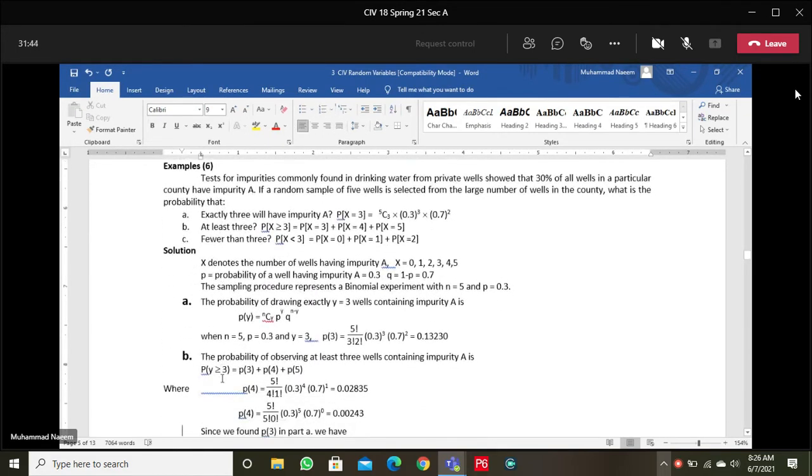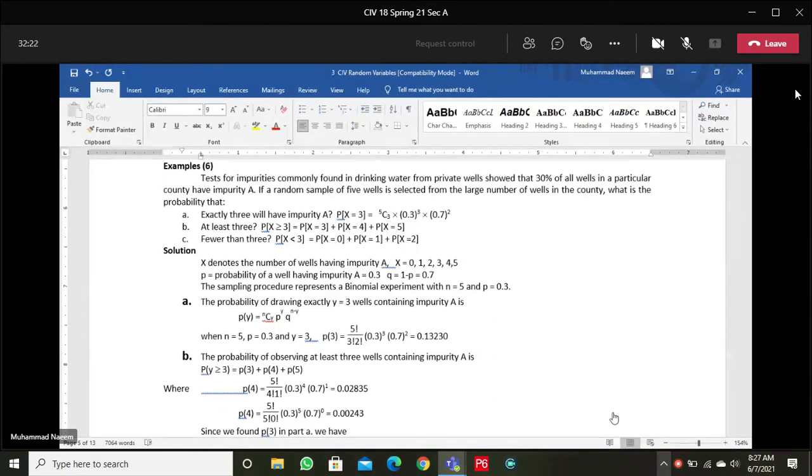And now in example 6, tests for impurities commonly found in drinking water from private wells showed that 30% of all wells in a particular county have impurity. If a sample of 5 wells is selected from a large number of wells in the county, what is the probability that exactly 3 will have impurity? At least 3 will have impurity, fewer than 3 will have impurity.